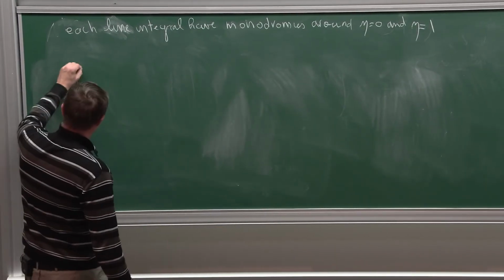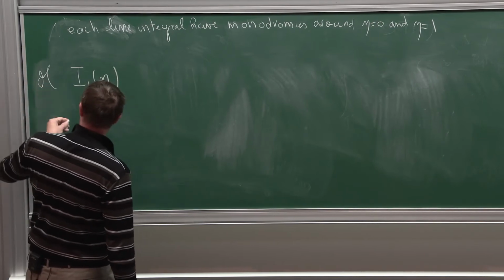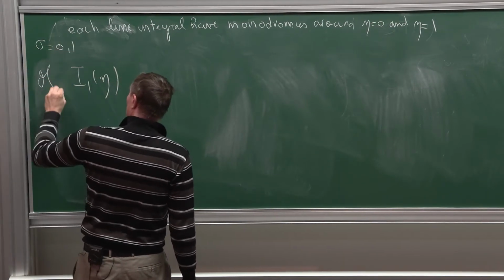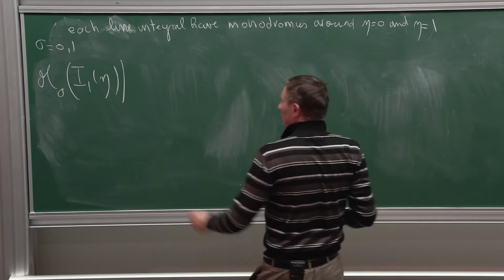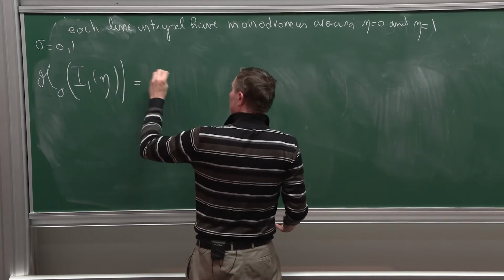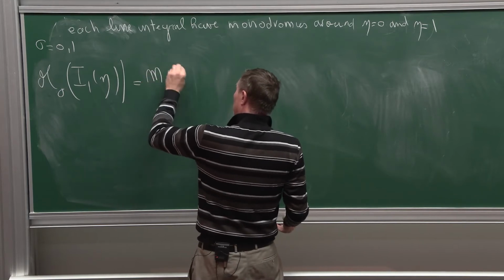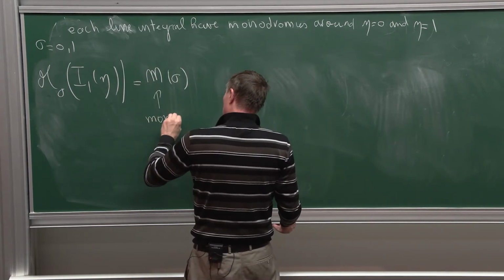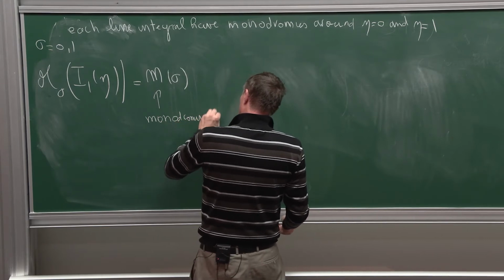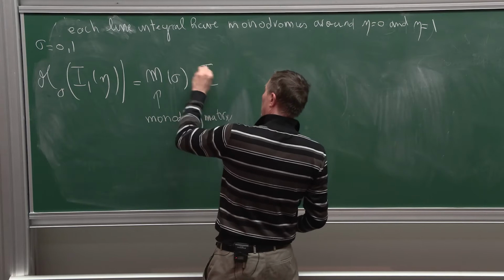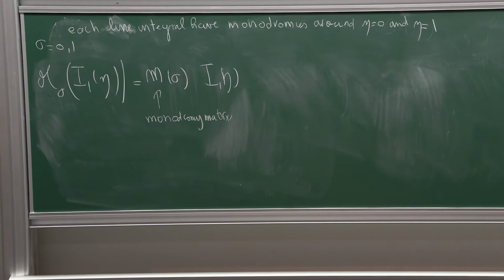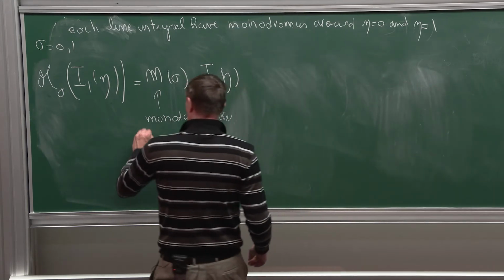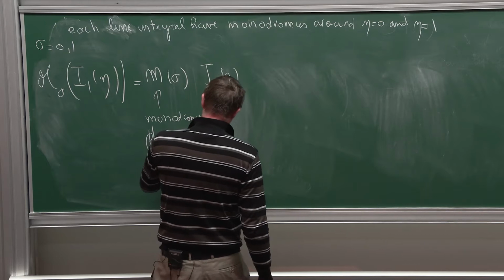So in fact, I1 of eta, there is an action of the monodromy. If I call sigma to be 0 or 1, the action of the monodromy on that vector will give me a matrix that I call M of sigma. This is the monodromy matrix, times I of eta. The matrix depends on these parameters A, B, C. These are phases on A, B, C.